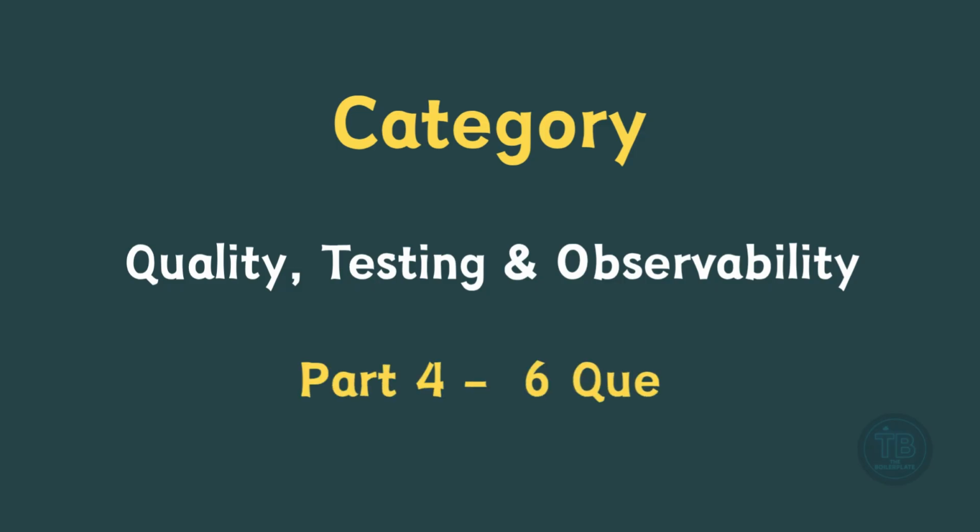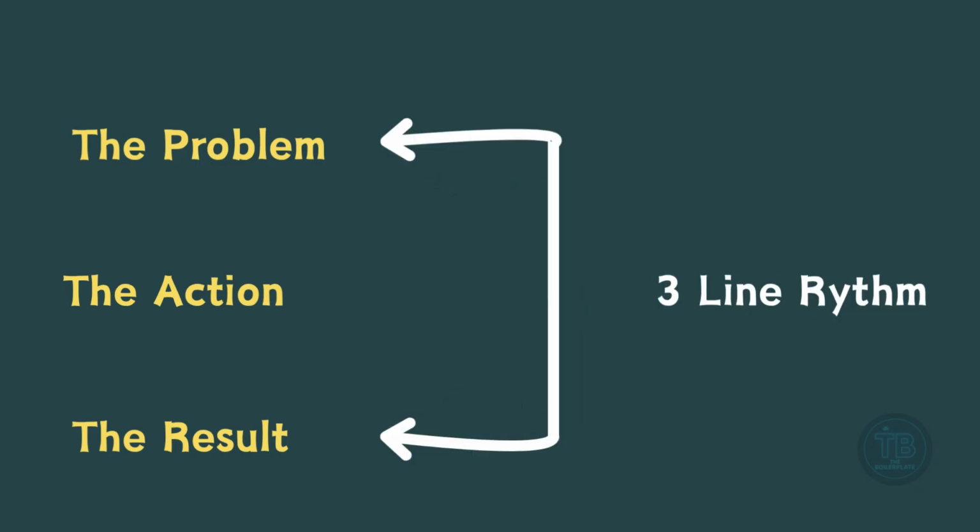There are 6 questions. We will start with the first one and follow the 3-line rhythm, which is problem, action, and result. Sometimes this problem can be replaced with the situation, and other times the problem can be given by the interviewer himself. So we just have to listen and follow the approach, and we'll be sorted.